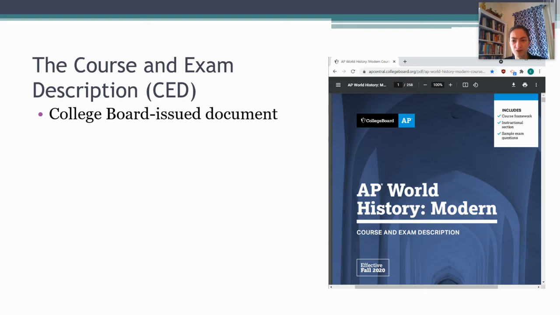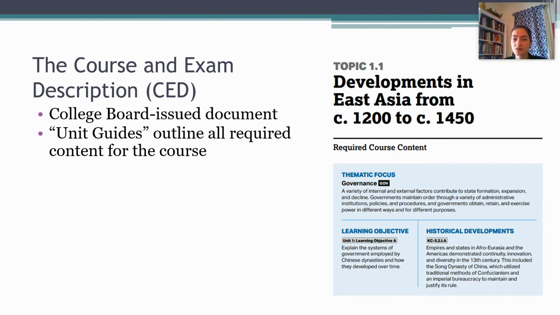The first 40, 45 pages of this big PDF are going to be some boilerplate information about what the AP is and why it's great for everybody. But what you really want to skip down to is this section called the unit guides. There are 9 units in this course according to the College Board. And those unit guides, those few dozen pages, will outline all of the historical content that is required for this course.